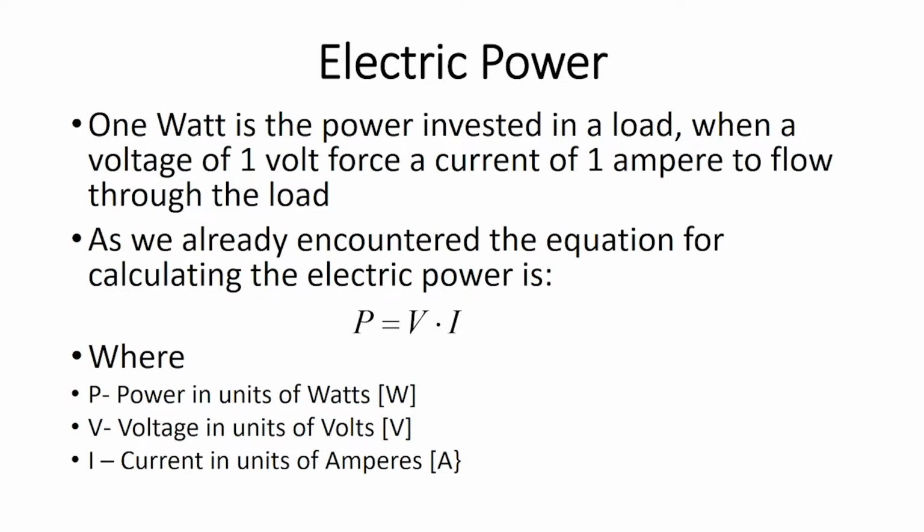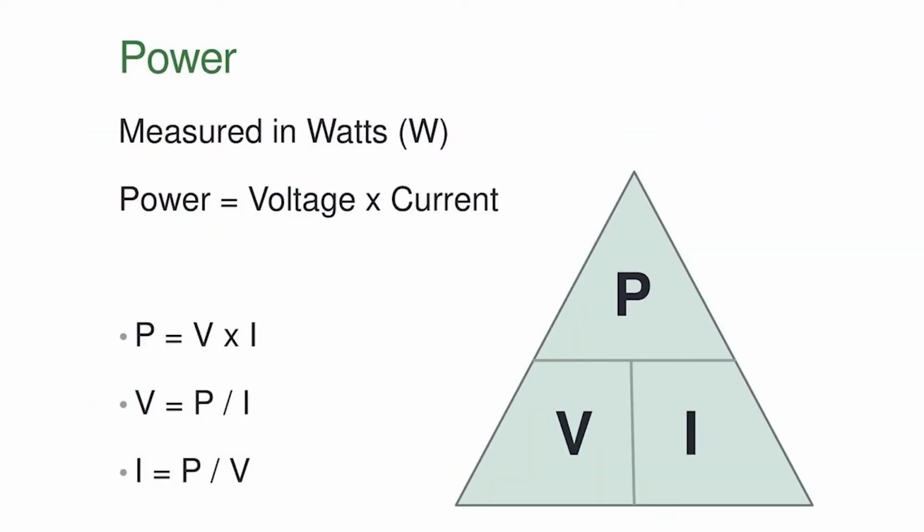As we already encountered, the equation for calculating the electric power is P equals V times I, where P is the power in units of watts, V is the voltage in units of volts, and I is the current in units of amperes. Similar to Ohm's law, we can present the equation for calculating the electric power in a graphic way. It is easy to see from the graphic here that P equals V times I, V equals P divided by I, and I is equal to P divided by V.